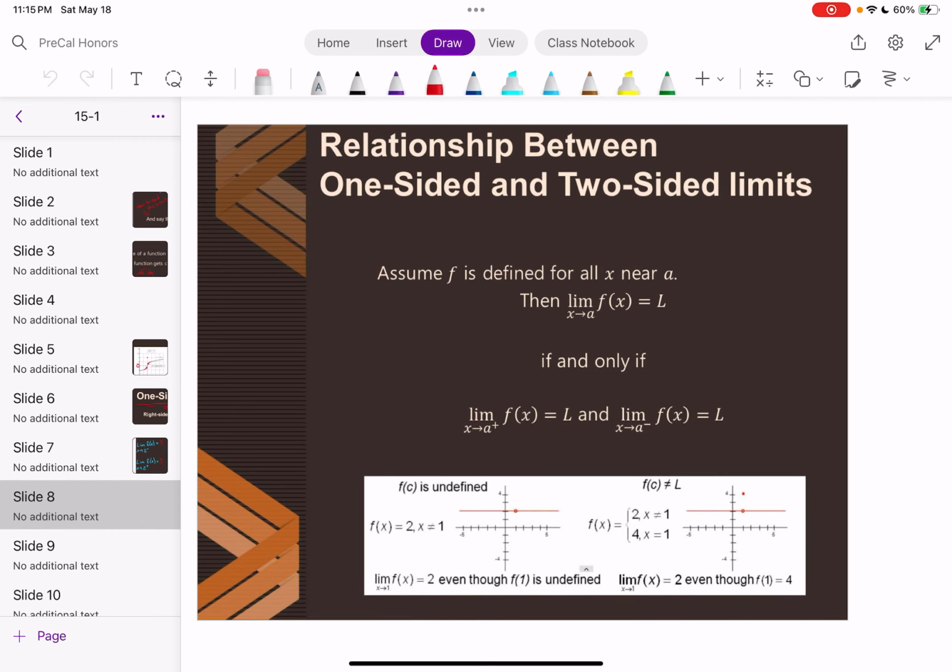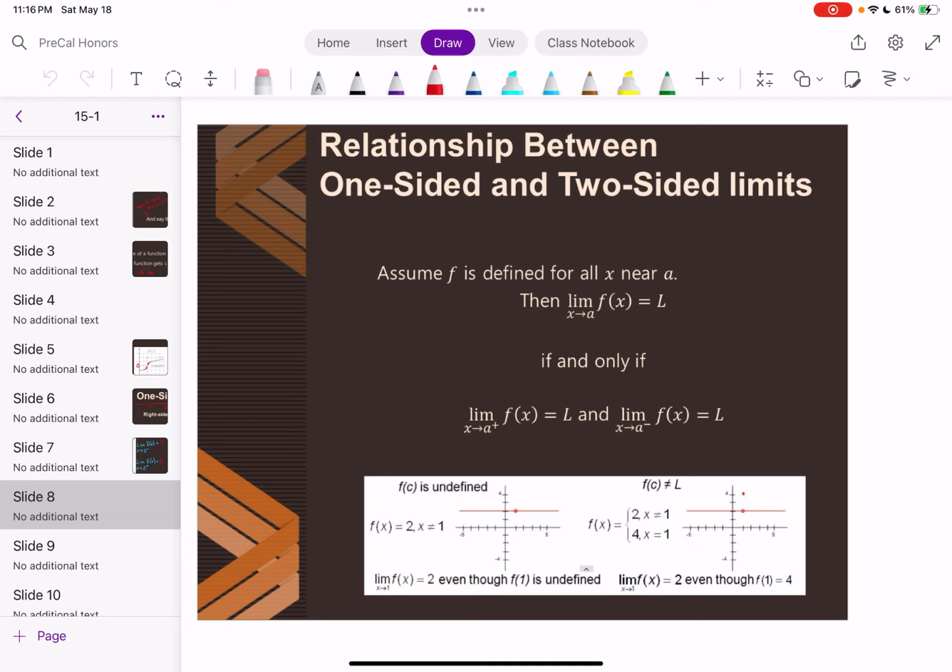Let's take a look at slide 8. There is a relationship between a one-sided limit and a two-sided limit. Now, a one-sided limit, we'll take a look from the one side specifically, but it is also extremely important to understand that a two-sided limit, we are still taking a look at where they are both connecting and whether or not they both hit the same spot.